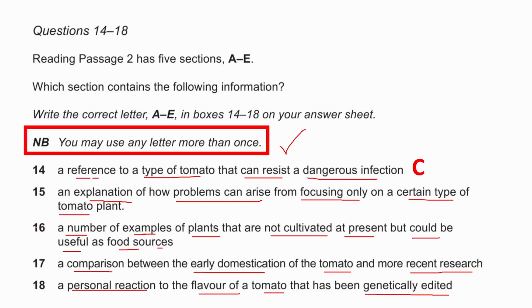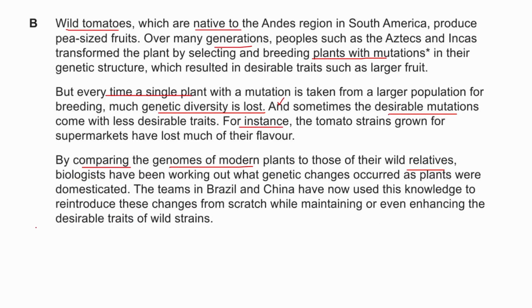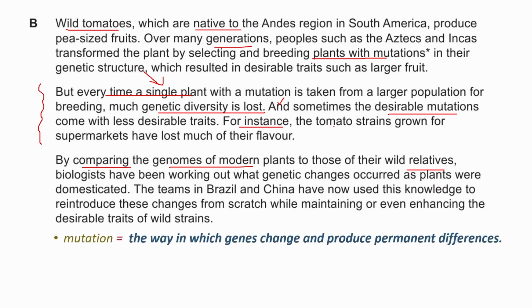So moving on, in the second part, problems can arise focusing only on a certain type of tomato plant. If you remember, in paragraph B, we read the word single plant in the second part. So this part contains the answer. Mutation is the way in which genes change and produce permanent differences. Desirable, wanted, or preferred.